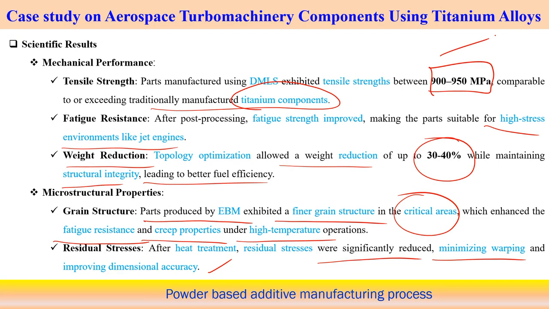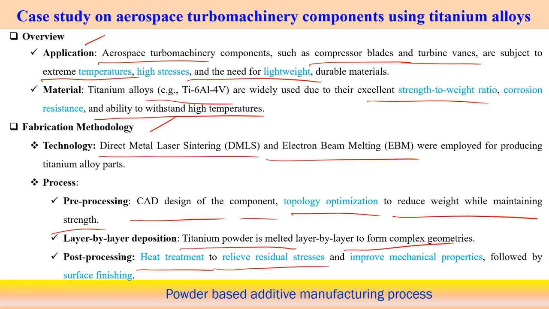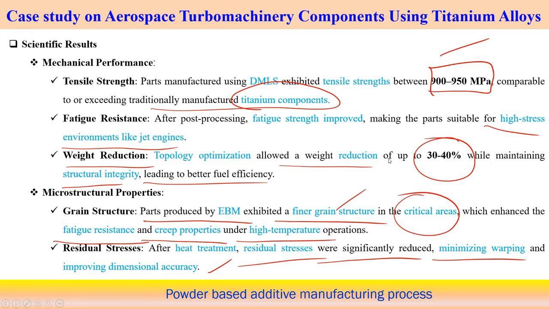And of course, here we compare with the conventional manufacturing process: the strength is very good, we get minimum residual stress, and a very fine structure. So that's why we see that electron beam melting and direct metal laser sintering can be utilized for these titanium aerospace components using titanium alloy, where the combination of all these properties might not be possible to achieve using the conventional manufacturing process.